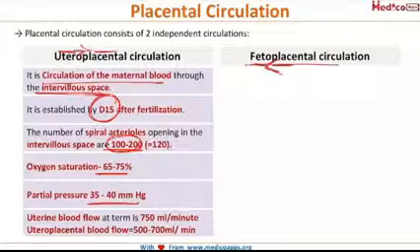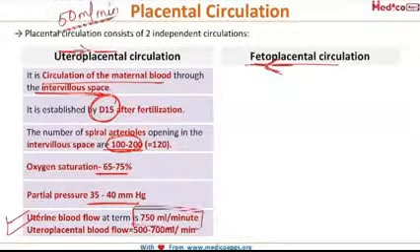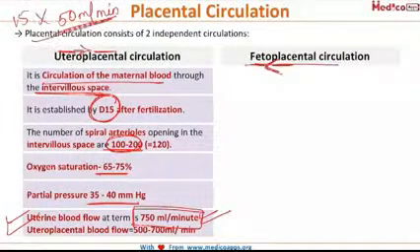Now a very important question is, what is the uterine blood flow at term? In the pre-pregnant state, the uterine blood flow is 50 ml per minute, and this increases to 750 ml per minute at term. That is, it increases almost 15 times from that of the non-pregnant state. And now the uteroplacental blood flow at term, that is 500 to 700 ml per minute.